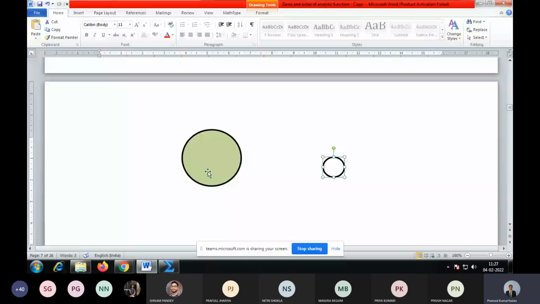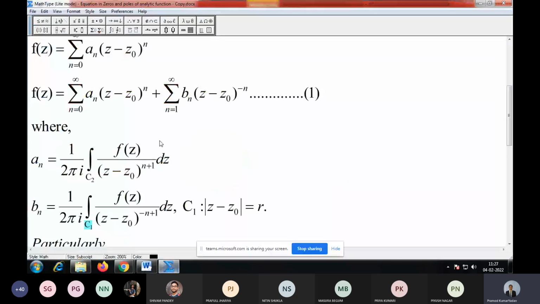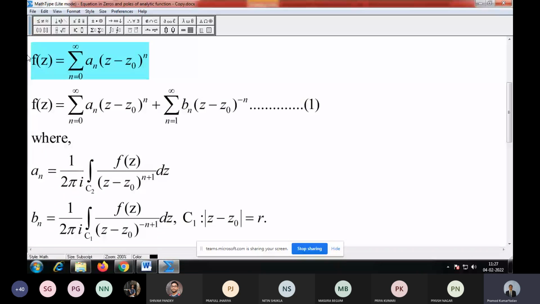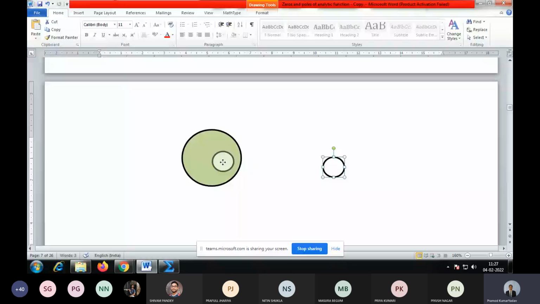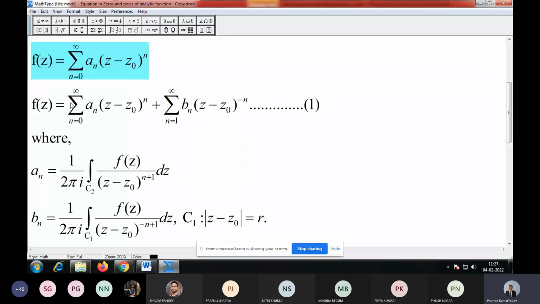Center at z0 and radius r. Then f(z) was expressed like this only because there were no singularities. But in the case of the Laurent series, the function is analytic in an annular region bounded by two concentric circles C1 and C2 centered at z0. Then f(z), for all values of z which lie in the annular region, can be expressed like this, where a_n is this and b_n is this.